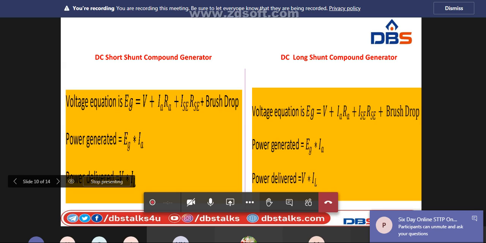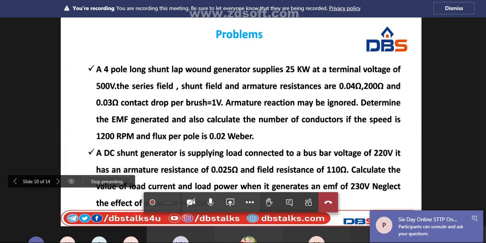So after finding the EMF, calculate the number of conductors, Z value. If speed is 1200, flux is 0.02. We know that Eg is equal to pi Zn by 60 into P by A. The EMF you have already determined, so Eg is equal to pi into 0.02, Z we have to determine, N is 1200 divided by 60, into P, number of poles 4, it is a lap, and A is also equal to P, 4 by 4. And we are getting the flux value. Like that we have to determine the EMF generated, and they are also asking flux per pole.